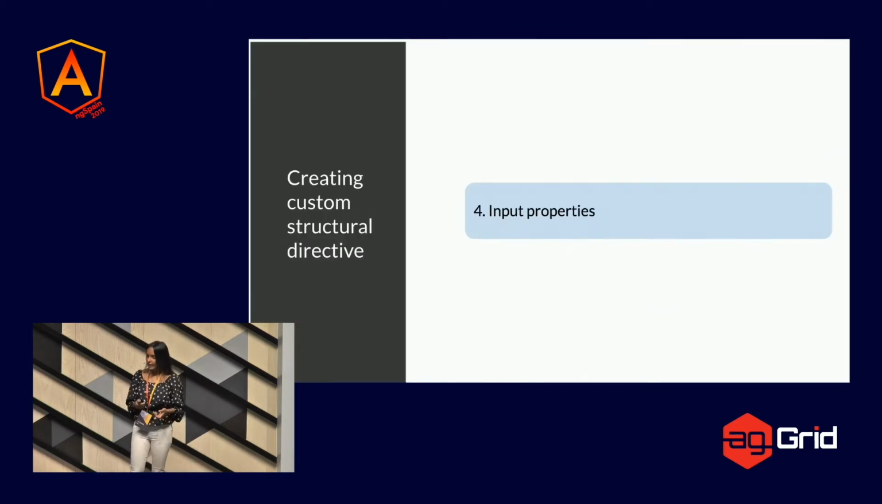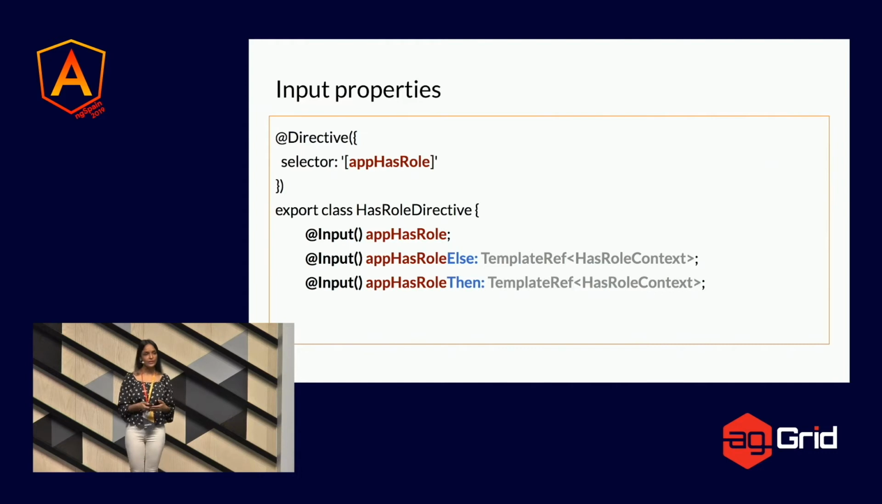So, okay, now how do we pass data to the structural directive? The same as with components and with attribute directives, we use property binding. The important thing to note about input property names for structural directives is that they start with the directive attribute name. So in our case, we have the appHasRole directive, so all the input properties should be prefixed with appHasRole.